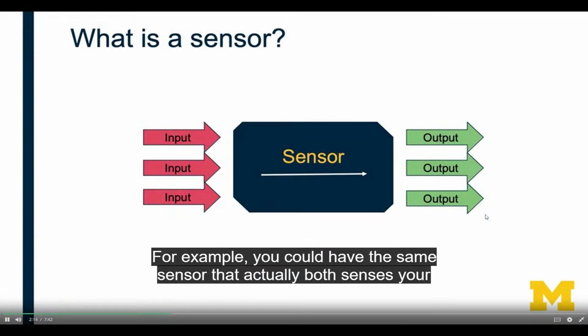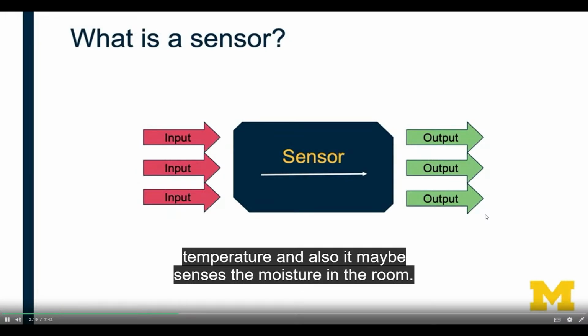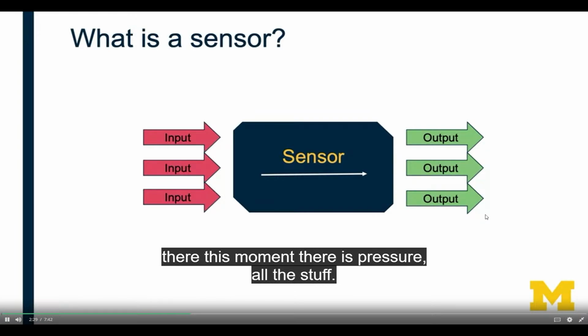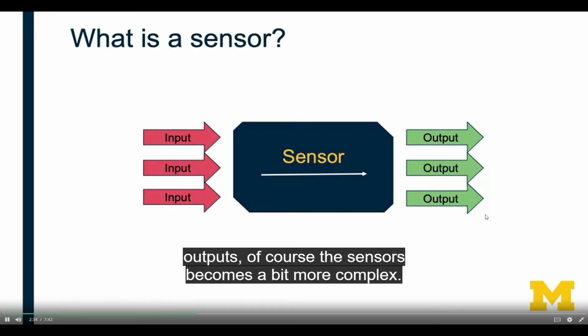For example, you could have the same sensor that both senses temperature and also senses the moisture of the room. Sometimes in industrial applications you could have sensors that do multiple kinds of sensing, whether it is heat, movement, or pressure. So when you take multiple inputs and convert them into multiple outputs, of course the sensors become a little bit more complex.